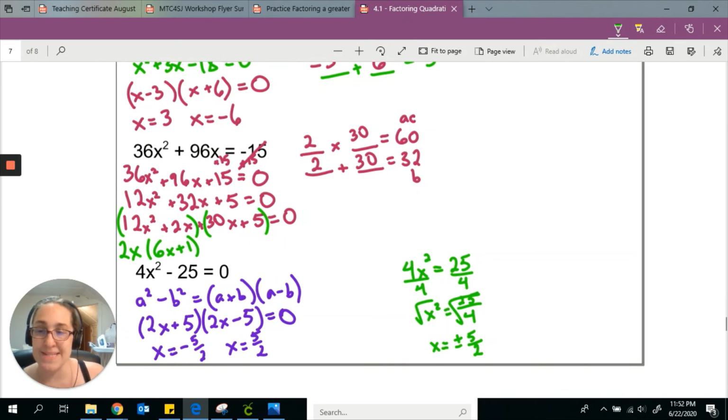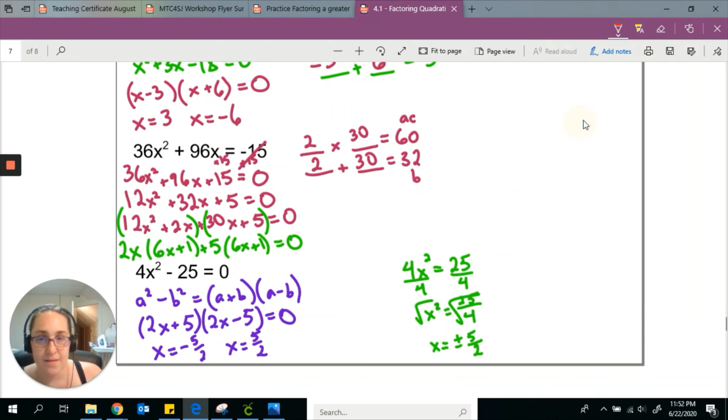Then I move on to my second group, and my second group has a 30x and a 5. Those are both divisible by 5. So I'm going to factor a 5 out. 30x divided by 5 is 6x. 5 divided by 5 is 1. And again, only the 30 has the x with it, so I can't factor an x out of that.